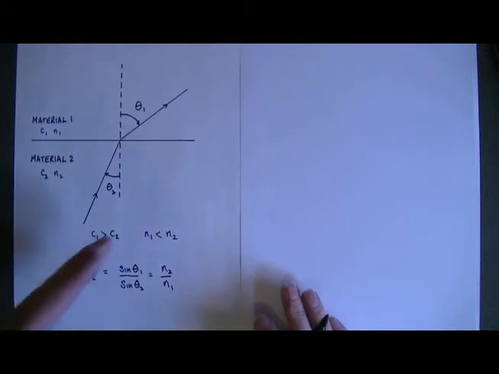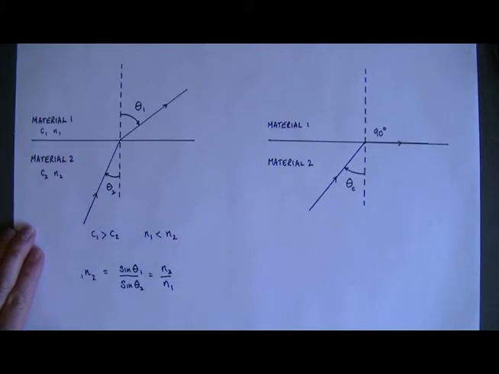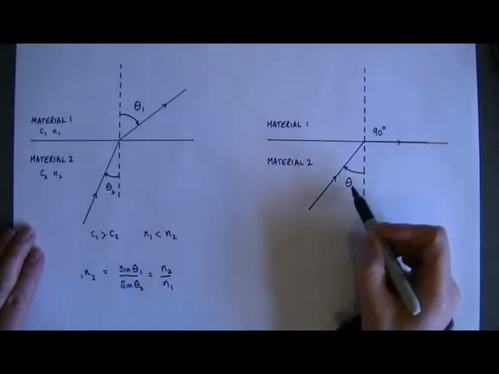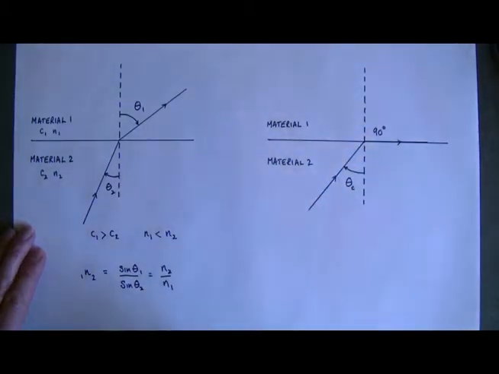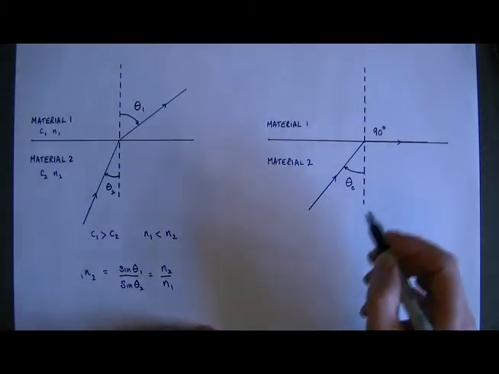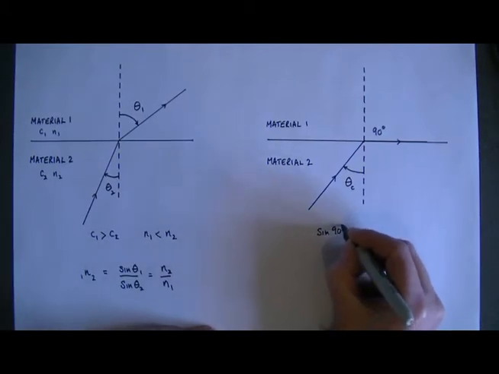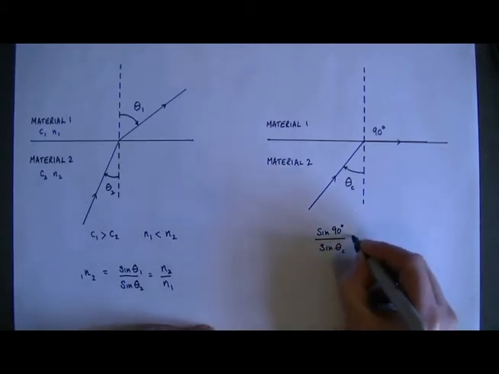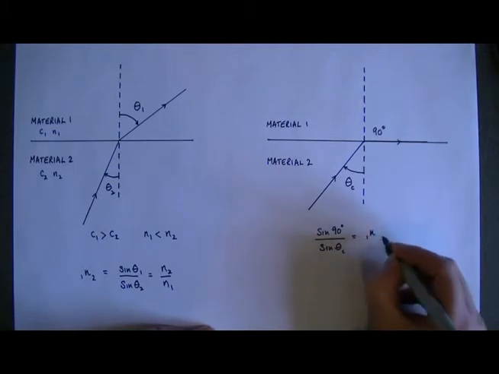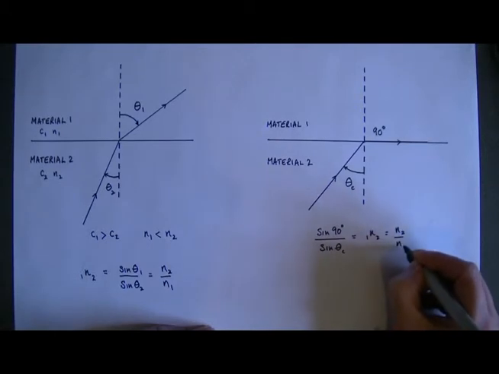So let's increase theta 2 again until we reach the critical angle. Here we are, we've now reached the critical angle, so we've got the critical angle here and the angle of refraction here is 90 degrees. So that means that theta 1 is now 90, so I've got sine of 90 degrees over sine theta c equals the refractive index from 1 to 2, which equals n2 over n1.